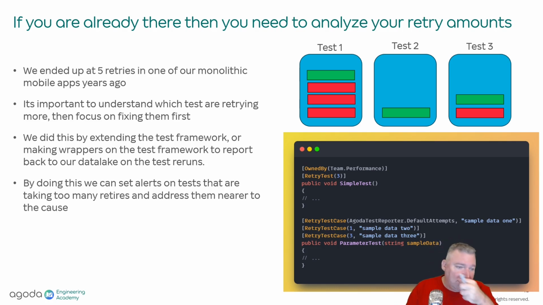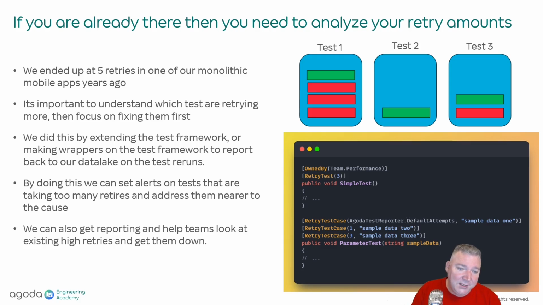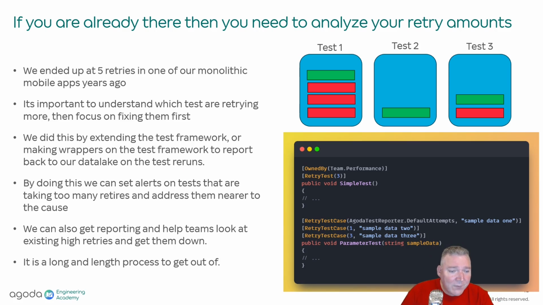By doing this, you can set alerts on tests that are taking too many retries and address them nearer to the cause, in a similar way to what we talked about for overall pipeline stability. And you can get reporting to help teams look into existing high retries. A lot of the implementation we did was just sending data either directly to Elasticsearch or sometimes through REST endpoints, simple APIs that we built to push data through our data lake and analyze it afterwards. So it's a long and lengthy process to get out of those. If you're in this position where you've got heaps of retries, start today, because it's going to be a long road out.